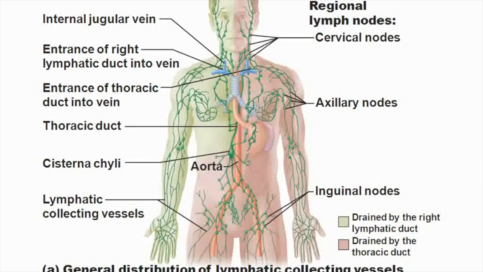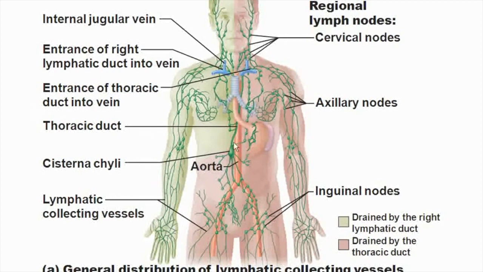Right upper quarter of your body. Right chest, right head, right shoulder, right arm. Everything else, thoracic duct. Because that's how we grow. That's why, here's why. This is bigger because it carries more fluid, right?